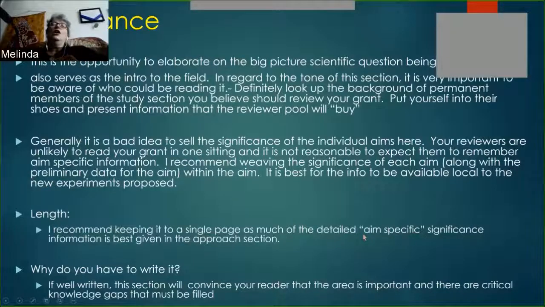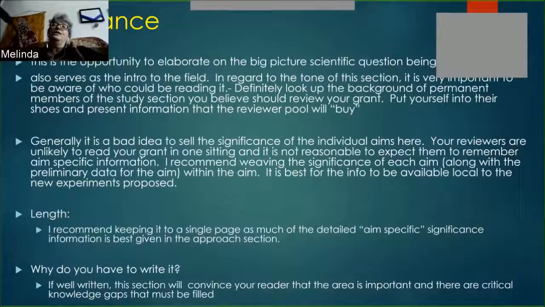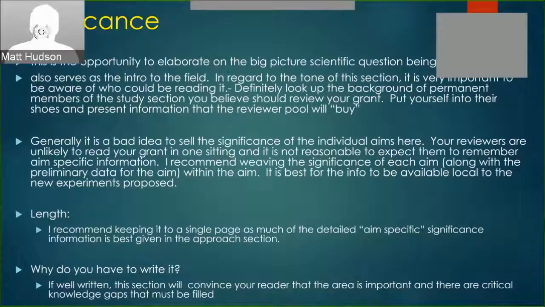So for instance, your big picture significance might be that I'm studying this disease. This is important for these people. We know these things about the disease pathogenesis. However, there's this big hole in our understanding of the disease. And this is your line item verse justifying and proving that there's this big hole, or that people aren't considering certain aspects of the disease. And that's where you end it.